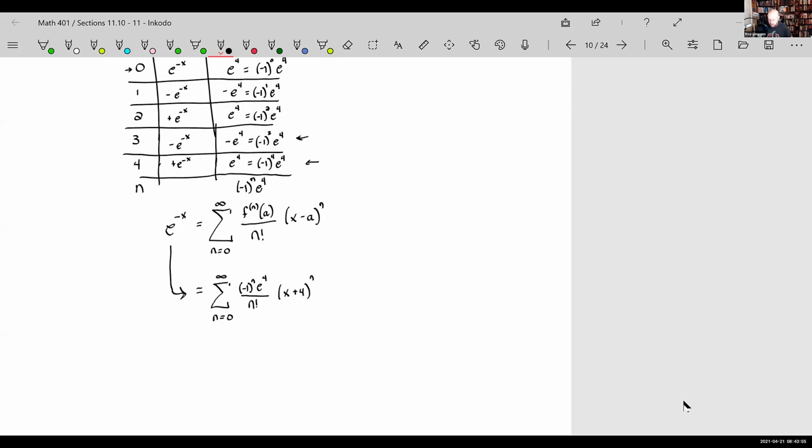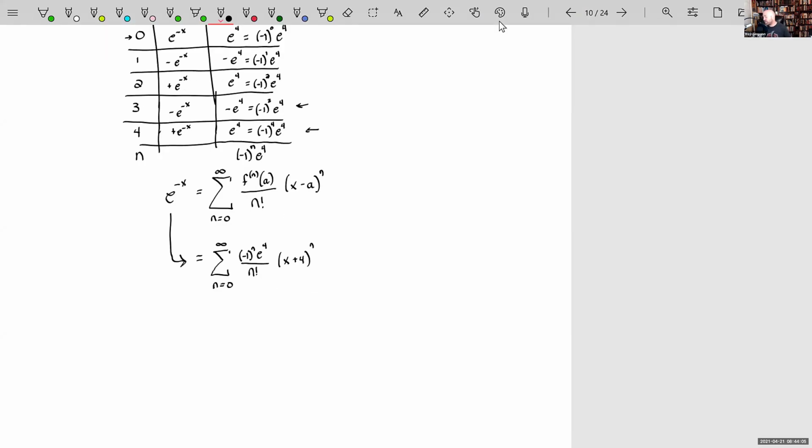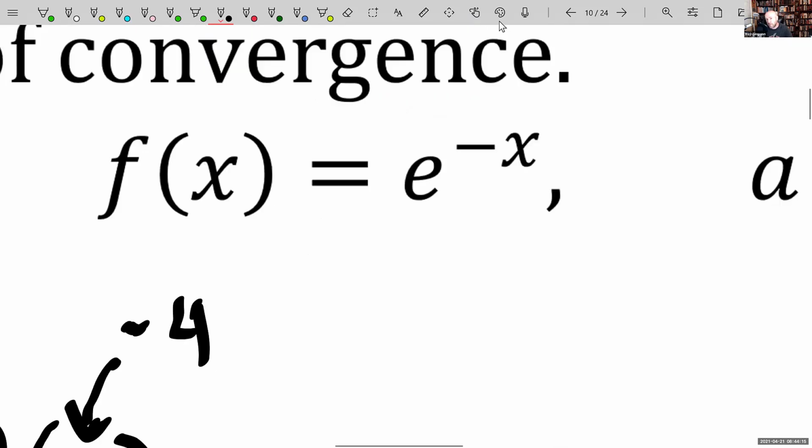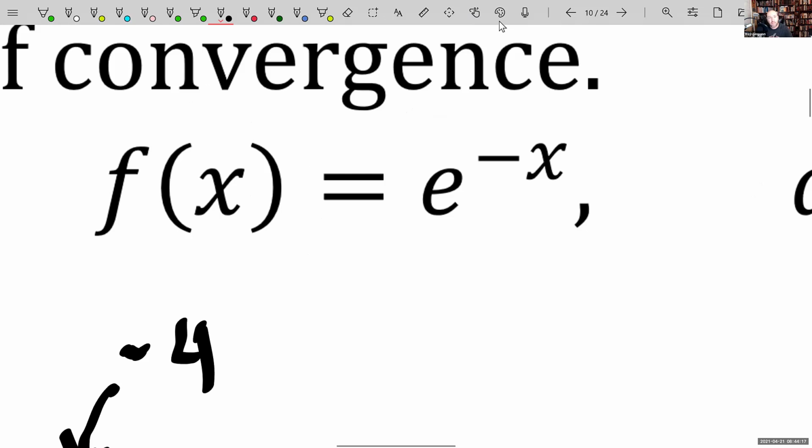So again, punchline there, everybody. If you're asked to center a power series at someplace other than 0, you have to rebuild the power series. That's if you're given a function that you have a power series representation of, an e to the x we happen to have if we're centering at 0. All right. I hope that makes sense so far.